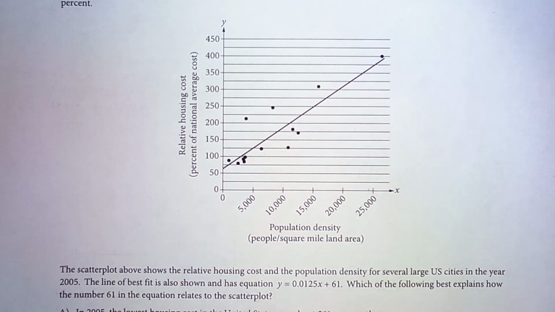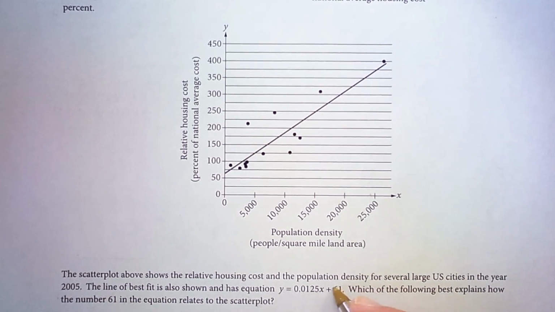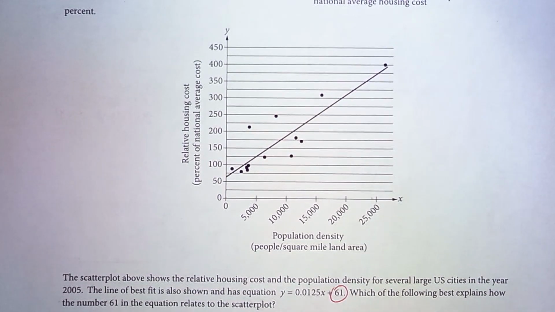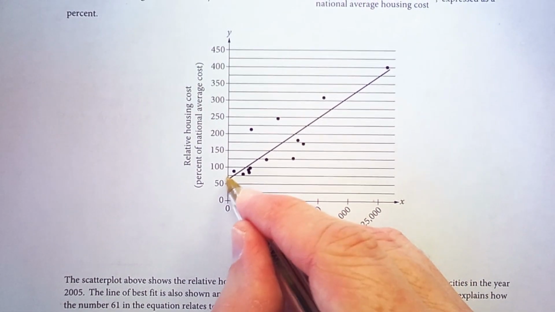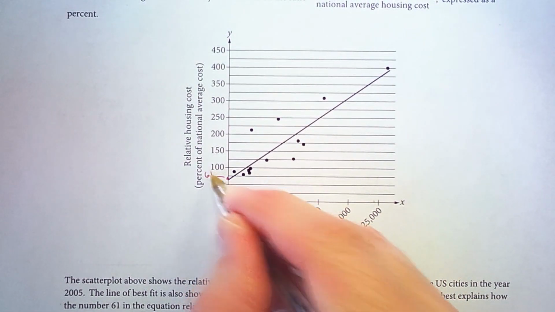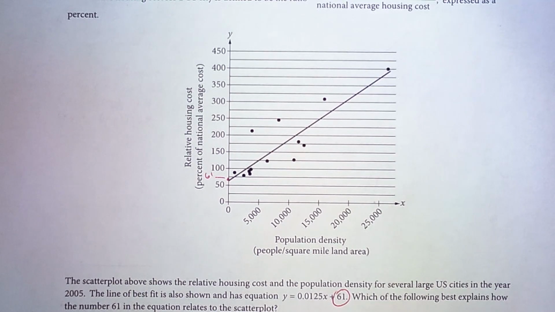Which of the following best explains how the number 61 in the equation relates to the scatter plot? So the number 61 in this linear equation, that is the y-intercept. So right here, this y-intercept has a value of 61. So we're going to have four choices of what that 61 might mean.